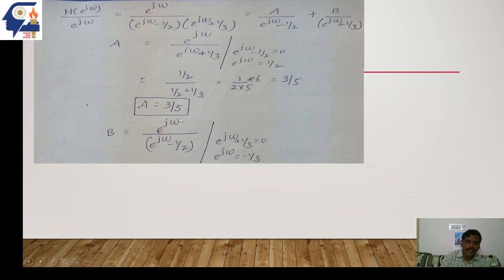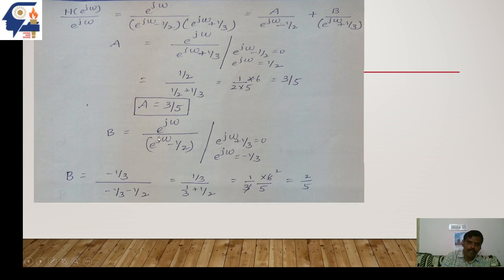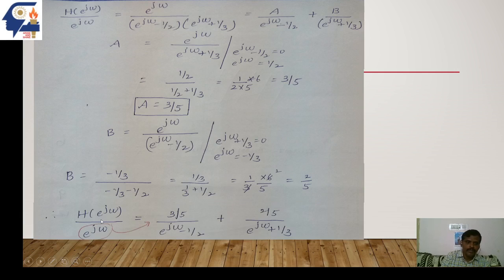The same way B equal to the denominator B is e power j omega plus 1 by 3. You remove this one from the original one. The remaining one is e power j omega over e power j omega minus 1 by 2, at e power j omega plus 1 by 3 equal to 0, then e power j omega equal to minus 1 by 3. Put e power j omega equal to minus 1 by 3 in this equation, then you will get B value. B equal to 2 by 5. Now replace A value, B value here. Then H of e power j omega by e power j omega is equal to 3 by 5, A value, plus B value 2 by 5.